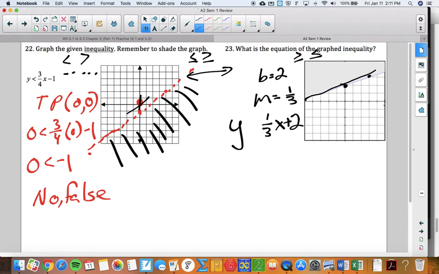Now they shaded above the line. That means that what we're shading is where the y's are greater than or equal to the line. So we're going to shade that way. Otherwise, you could just guess and then do a test point and see if it's correct. And if it's not correct, flip the way that your symbol is pointing.